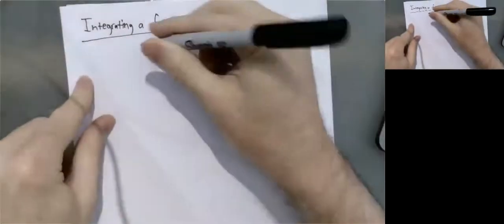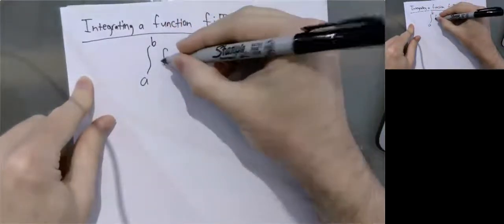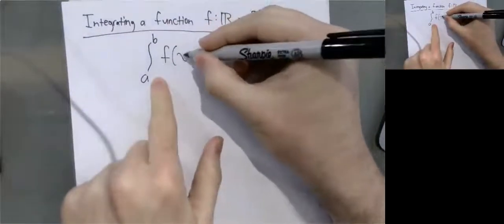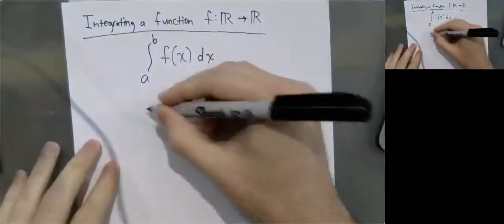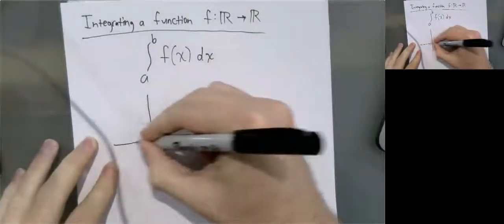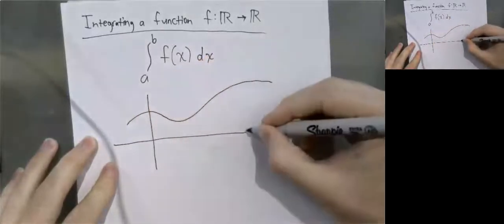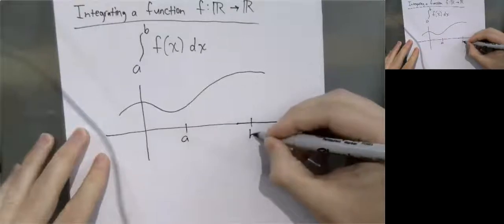So what does it mean to integrate a function f that's a function of a single variable? In other words, what does it mean to compute the integral from a to b of f of x dx? So let's draw a picture of the graph of f, and it looks like this. And let's draw the interval from a to b.